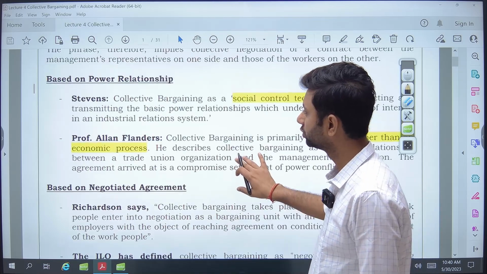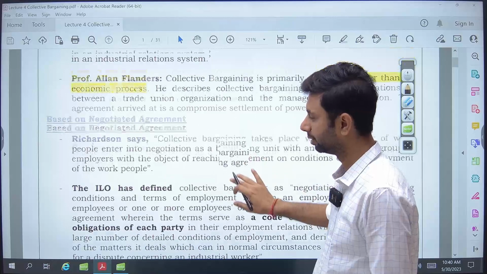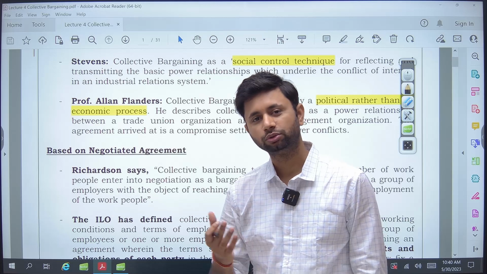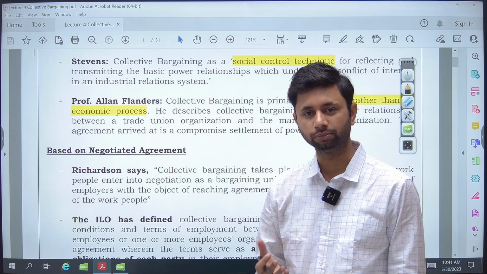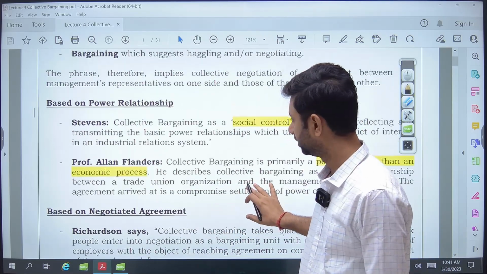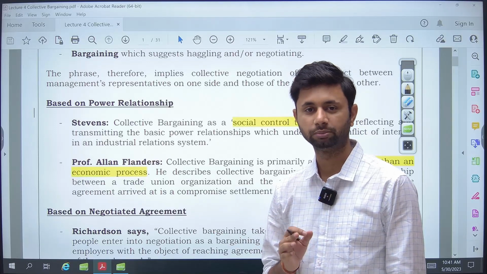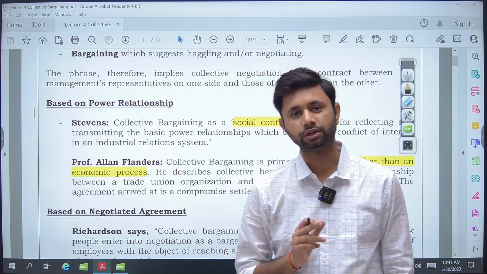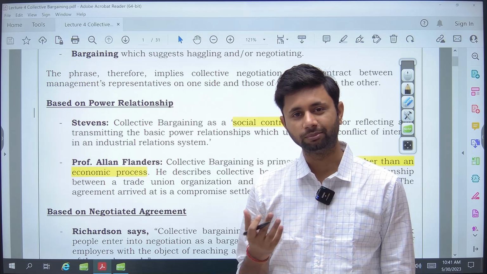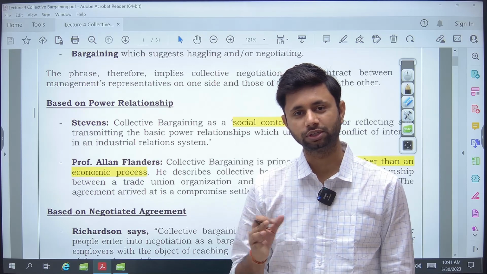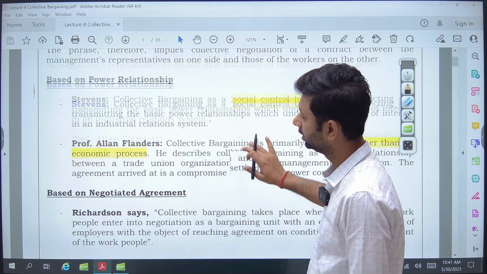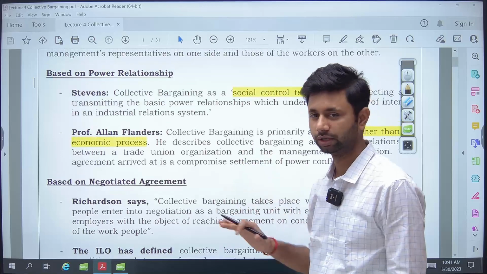First of all, based on power relationship and based on negotiated agreement. Negotiated agreement we've already discussed, how two parties sit together to chart out the agreement where the conditions of employment are discussed. But what about the power relationship? If you remember, in Marxist theory in industrial relations, we talked about how the industrial setting is a class struggle between the management and the workers. There is a constant struggle and a constant fight for power. Who will determine what? So these definitions are also based on that. Similarly, more or less, these are based on that.